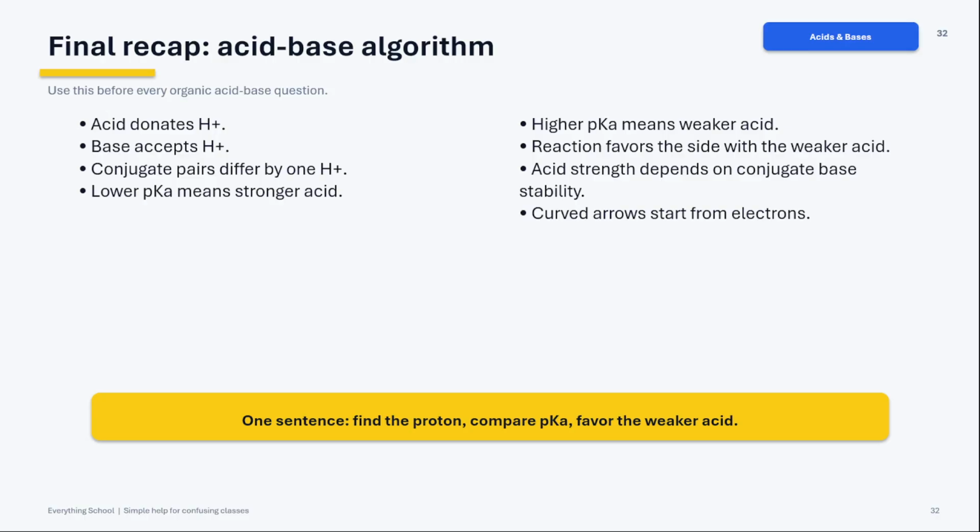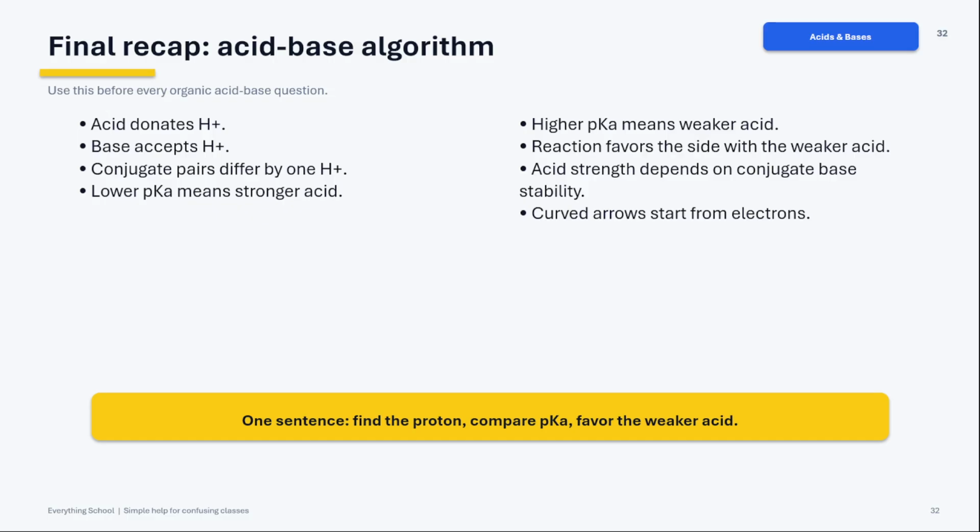Use this before every organic acid-base question. Acid donates H+. Base accepts H+. Conjugate pairs differ by 1 H+. Lower pKa means stronger acid. Higher pKa means weaker acid. Reaction favors the side with the weaker acid. Acid strength depends on conjugate base stability. Curved arrows start from electrons.